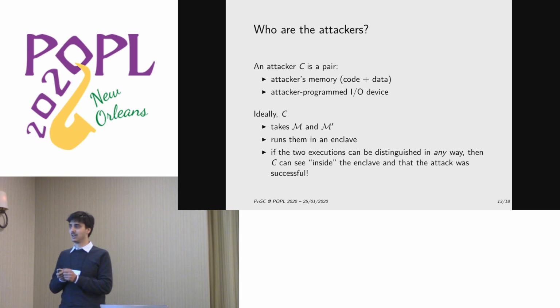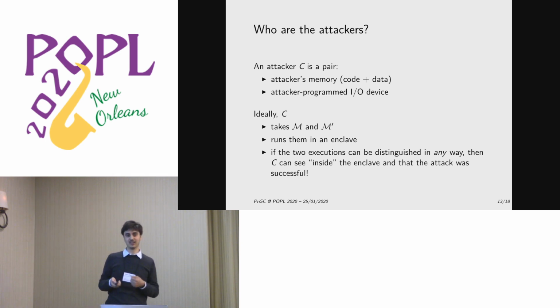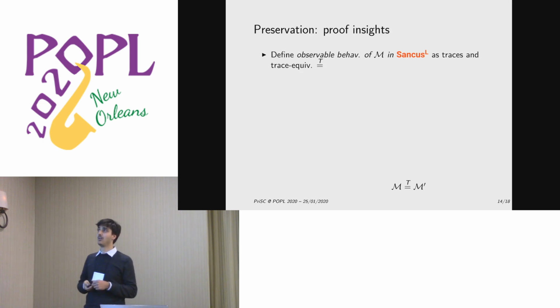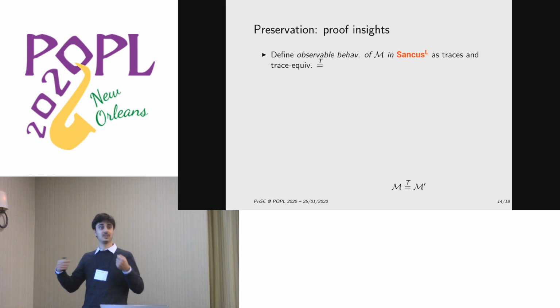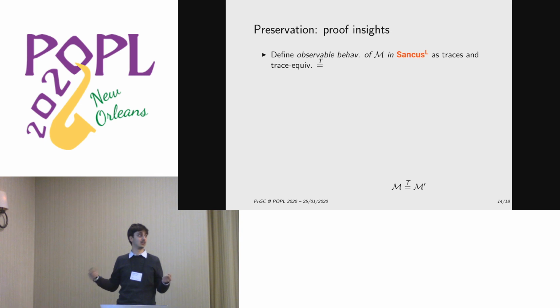I won't go through all the details of the proof, but I think the reflection part of the proof is actually pretty interesting, so I'll go over that. In particular, we use a well-known technique of fully abstract traces to model what's observable in Sancus Low, and we define a trace equivalence relation that tells us when two modules share the same traces under any context.